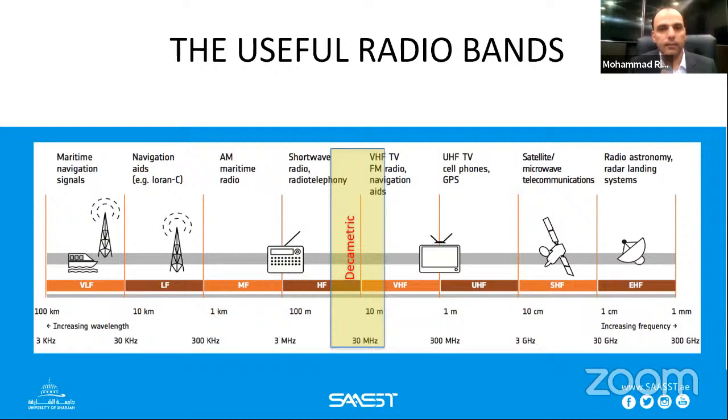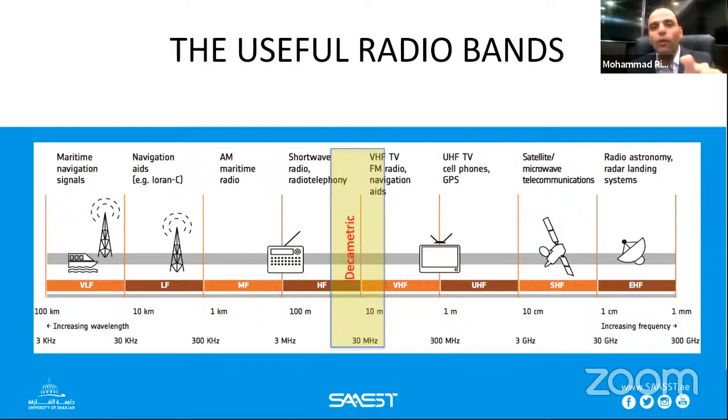So this is our useful radio band, because most of the interesting celestial sources like the Sun and Jupiter produce strong, high intensity radiation in this frequency. This is reason number one. There are three reasons. Reason number two, this frequency can easily penetrate the ionosphere and it is easy to receive on Earth. Number three, it is relatively easy to build a radio telescope for this frequency.